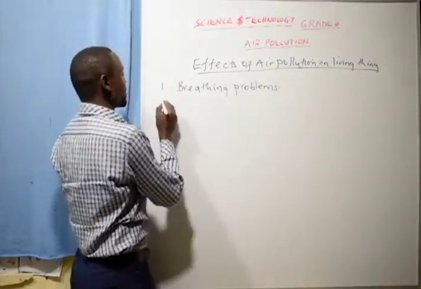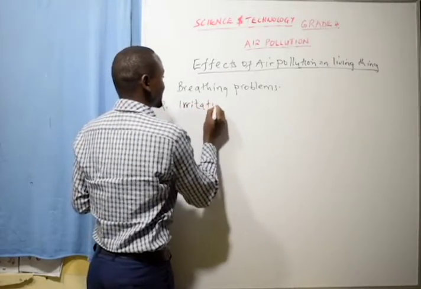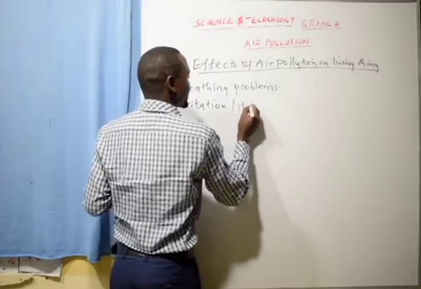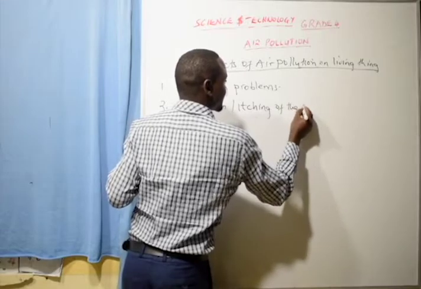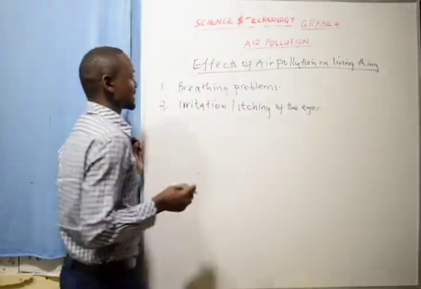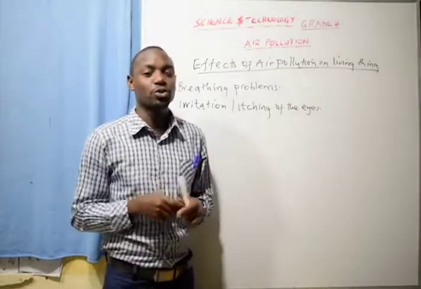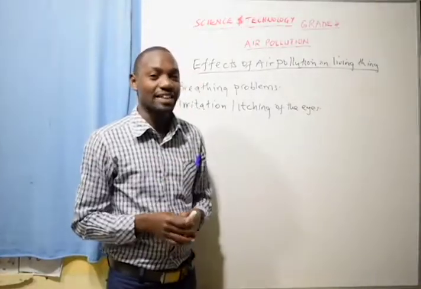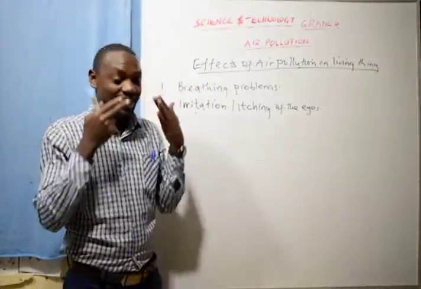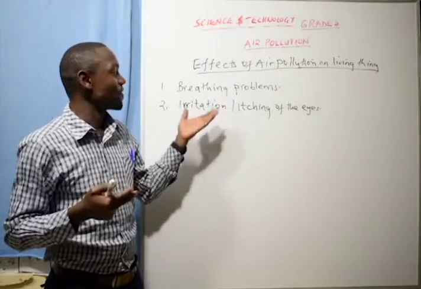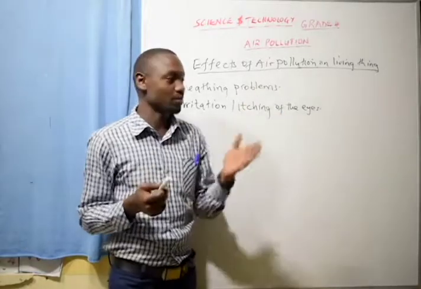Another effect of air pollution, it causes irritation or itching of the eyes. For example, when you enter into a room that has a lot of dust, you will start scrubbing or rubbing your eyes. Your eyes will start itching, that you feel like you can scratch them. That is an effect of air pollution. This one is caused mainly by either dust or smoke.